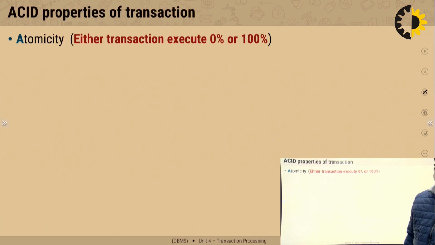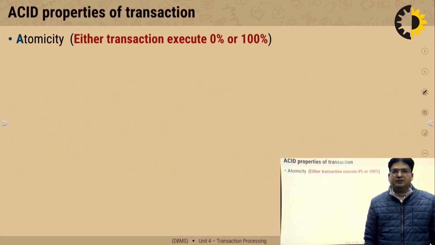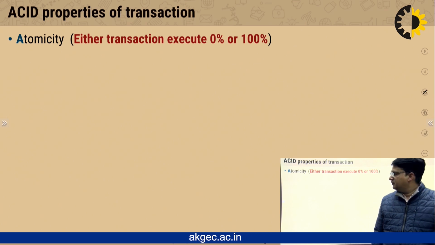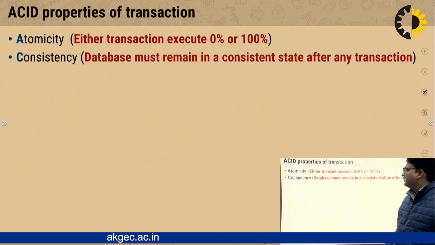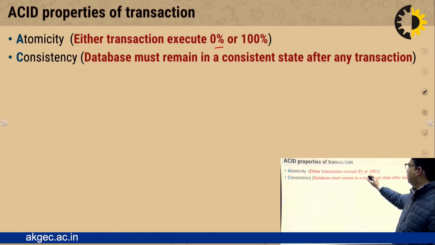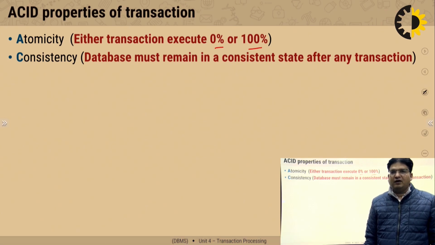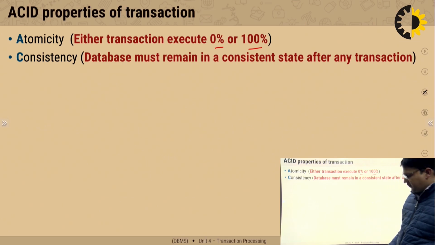Well, the properties of the transaction can be classified in the ACID, where A stands for atomicity, C stands for consistency, I stands for isolation, and D stands for durability. Now atomicity means either the transaction executes 0 or 100%. It should not happen that some of the operations of a transaction are successful while others fail. Either all the operations are successful or all are failures. There is no in-between. Either it should be 0 or it should be 1. Then only will the atomicity property be preserved.